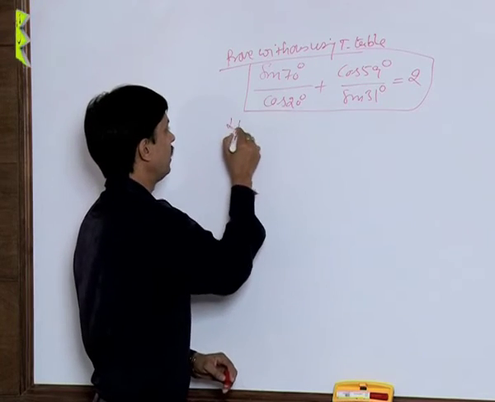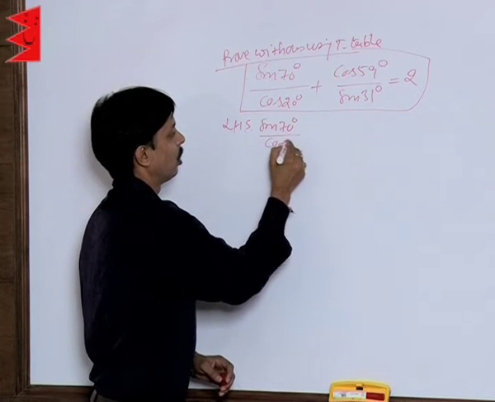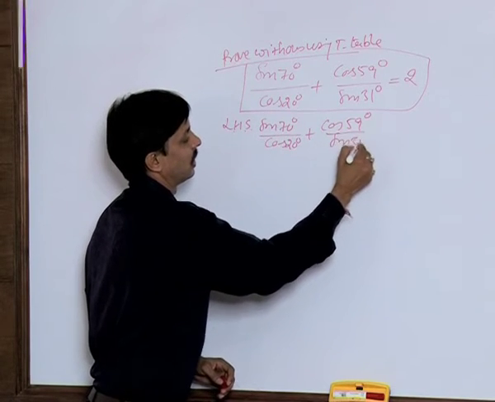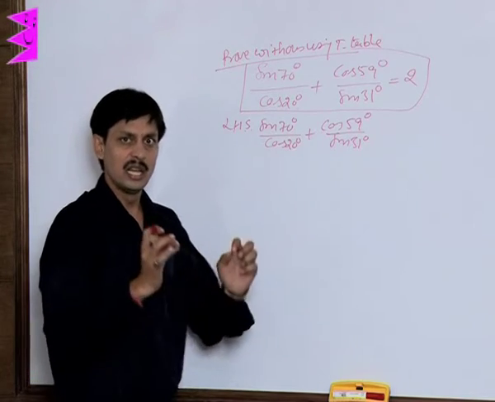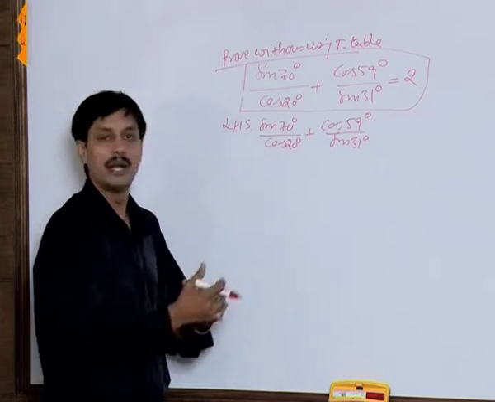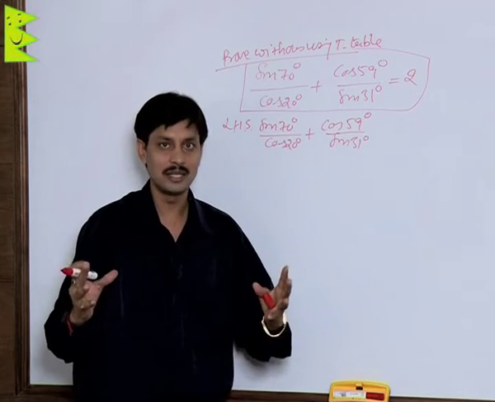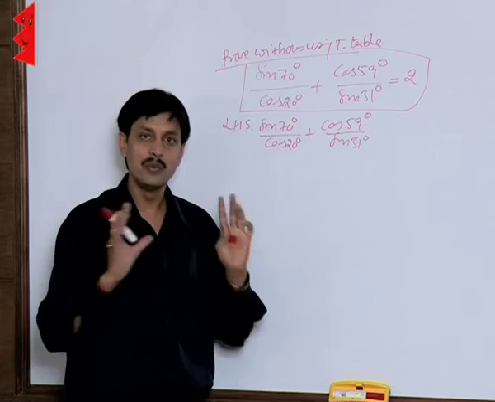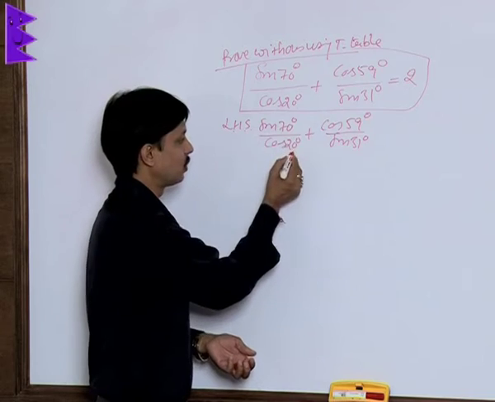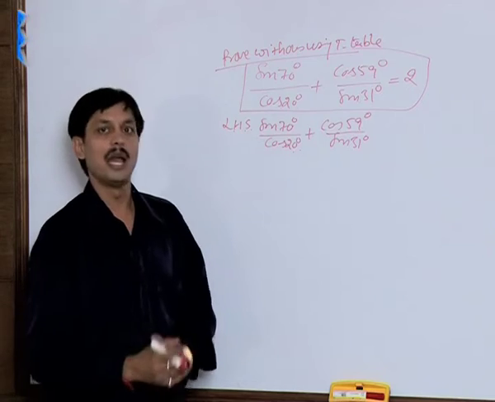We will take the left hand side as usual. Sin 70 degree upon cos 20 degree plus cos 59 degree upon sin 31 degree. There is one important trick to solve the problems of complementary angles. We know what the complementary angles are. If the sum of two angles is what? 90 degree, then we say these are complementary angles. Here we find this is 70 degree, this is 20. So these two angles are a pair of complementary angles.